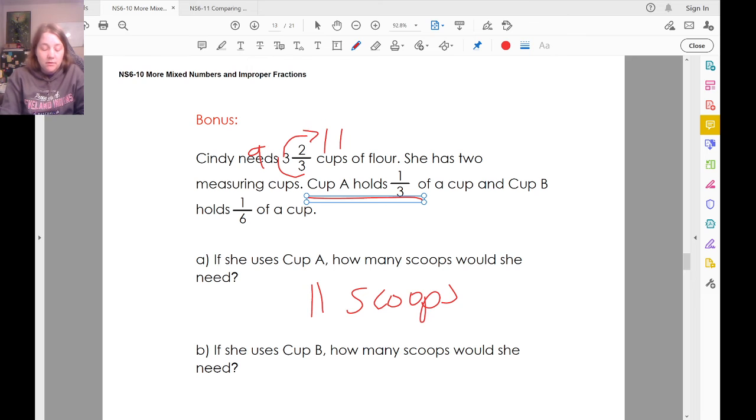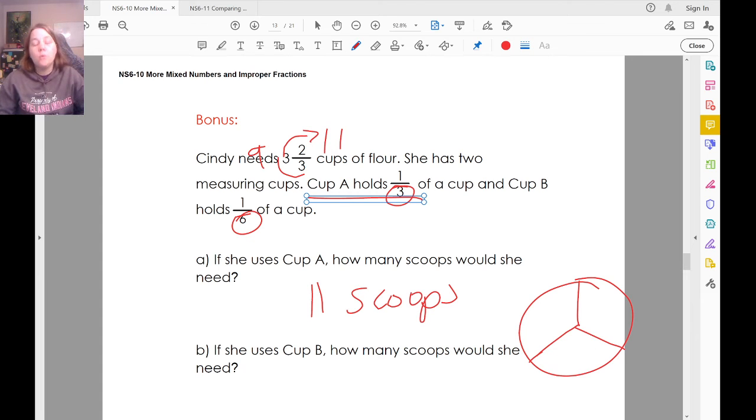Cup B, instead of holding 1/3, holds 1/6. So instead of cutting something into thirds, those are beautiful thirds, you're welcome, we're going to cut it into sixths, which means it's going to double the amount. So I'm going to take those 11 scoops and double it. Cup B will hold 22 scoops.